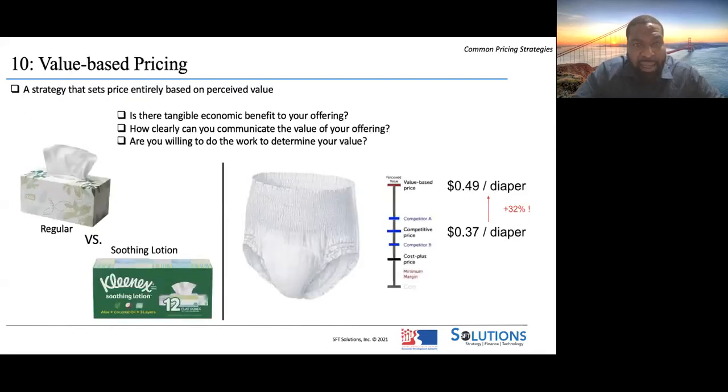The last is value-based pricing. This is the last pricing strategy we're going to talk about. And basically, you price based on perceived value. So you have to think about what tangible economic benefit you are offering to the consumer. You've got to think about how you can communicate the value of that offering. And are you willing to do the work to figure out what that value is and translate that value to the consumer?